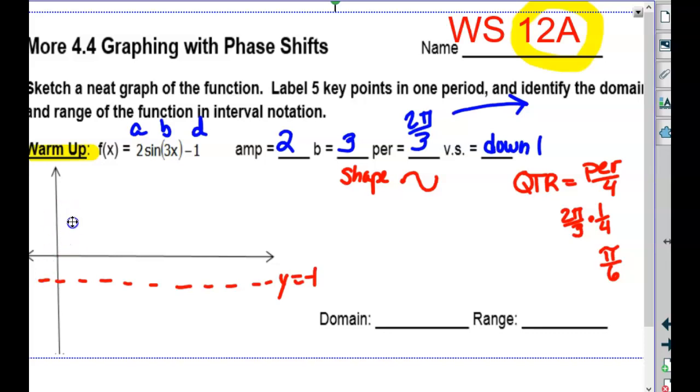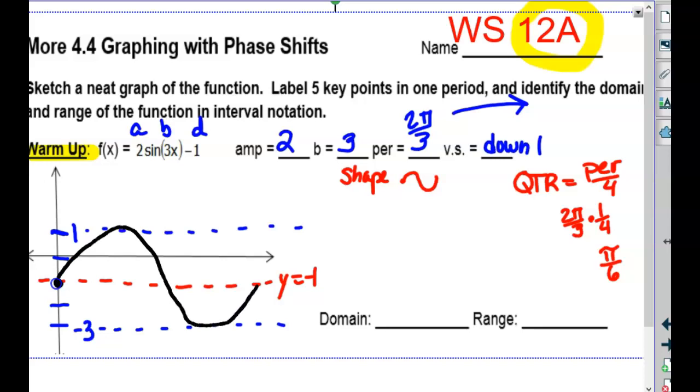How far above and below for the max and the mins? 2 units, so the maxes are all at +1, and the mins are all at -3. I usually draw myself little dotted lines to show that's where you're going to start and stop, and you can't go above or below. All right. We took care of the amplitude. We took care of the vertical shift. There is no phase shift, so we're going to just start drawing the shape, and then we'll figure out how to label it. Starts at the midline, up, back to the midline, down, back to the midline.